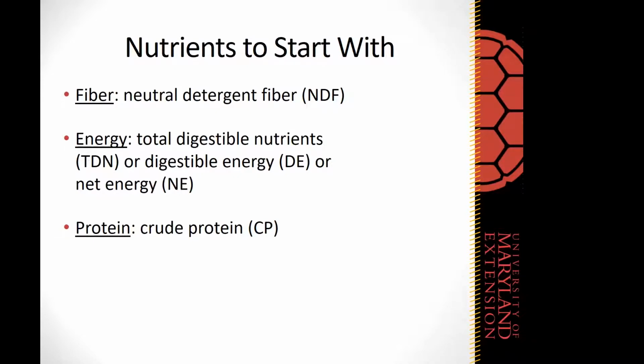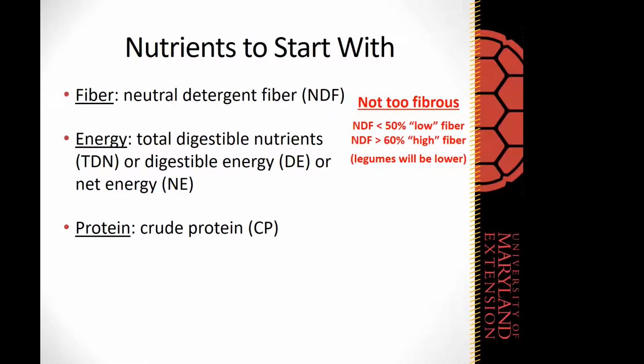So fiber, so neutral detergent fiber, that total measure of fiber. Of course, we want something that's not too fibrous because we know that will affect their intake. So we want to provide enough fiber for good GI tract health, but we don't want to provide too much where we're going to be restricting intake. So an NDF less than 50% is usually on the lower end of the spectrum, and NDF greater than 60% is usually on the higher end of the spectrum, and in between those is more moderate. And that's primarily for grasses. So legumes will be a little bit lower. They contain a little bit less NDF on average than our grasses do.